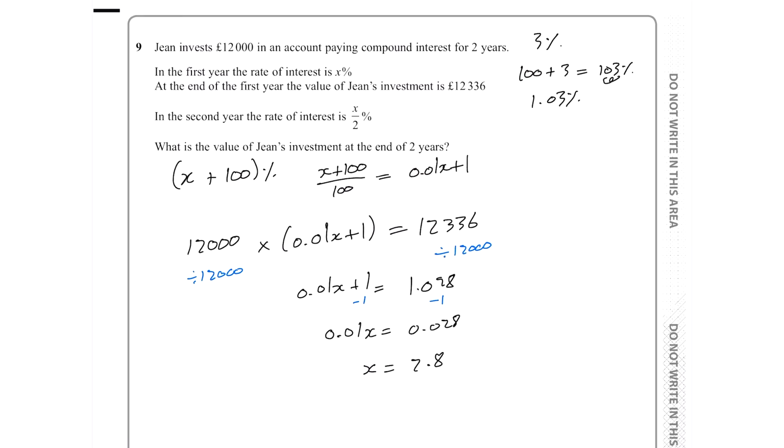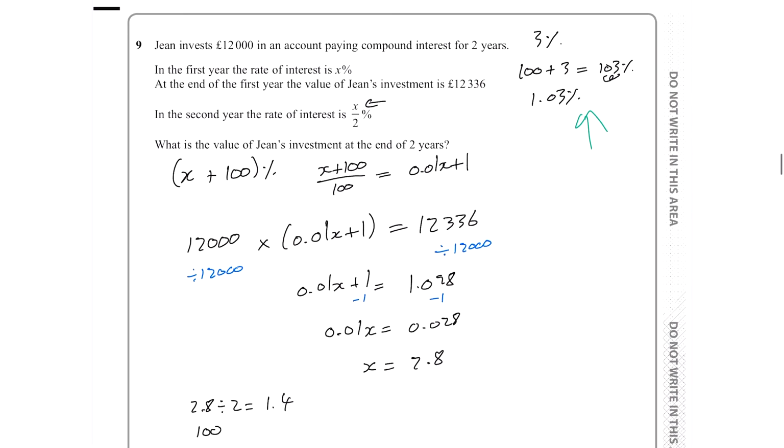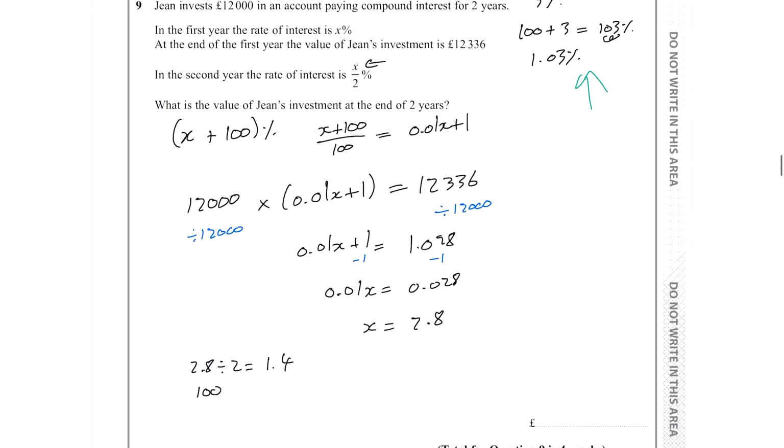And now the question says in the second year, the rate of interest is x divided by 2%. So if I come back up here, that becomes 2.8 divided by 2, which is 1.4. And then that becomes 100, just like I went through in the example up here. Let me just scroll down so you can see that example. So that then becomes 100 plus 1.4, which is 101.4%.